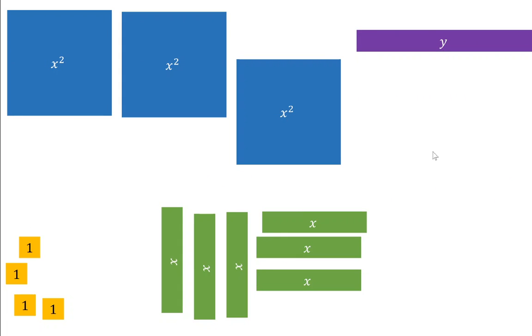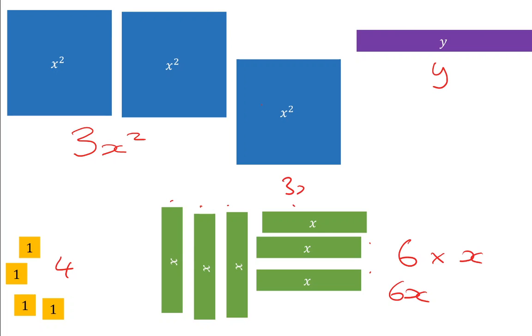So what have I got here? I've got 1, 2, 3, 4, 5, 6 x's. 6 times x, which is just 6x. I've got 1, 2, 3 x squared. So that's 3x squared. And I've got a y up here as well. Okay, so if I put them all together, I've got 3x squared, 6x, 4, and y. So the crucial part is we can't simplify this anymore because these are different things.